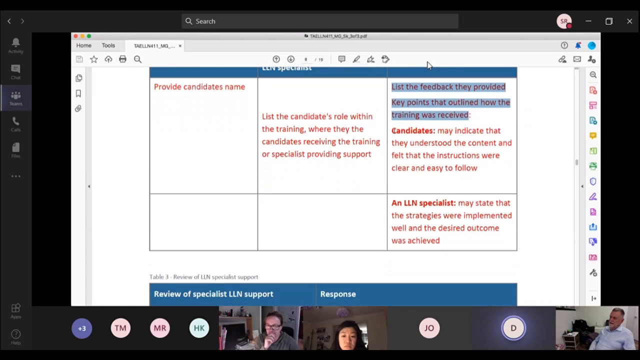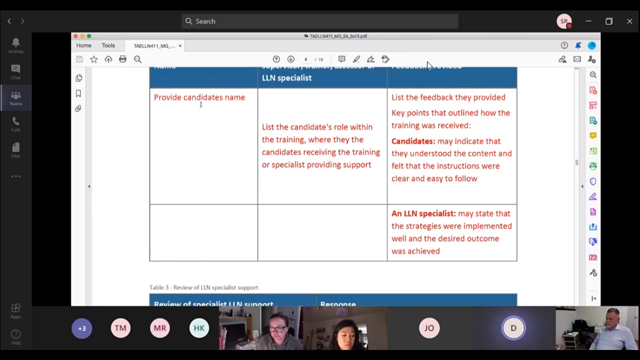And as the sample here, your candidate or your 2 learners may indicate that they understood the content and felt the instructions were clear and easy to follow. And that's why I'm saying when you give each other feedback, try and also look at an area of improvement if you can. Provide that to the person delivering.